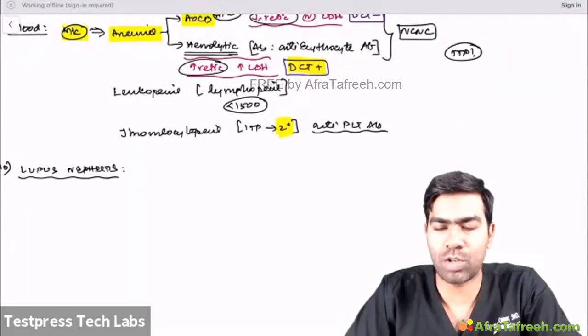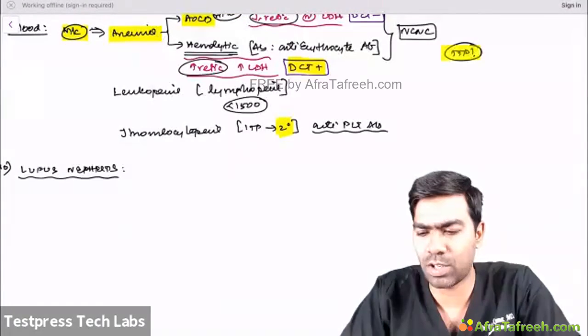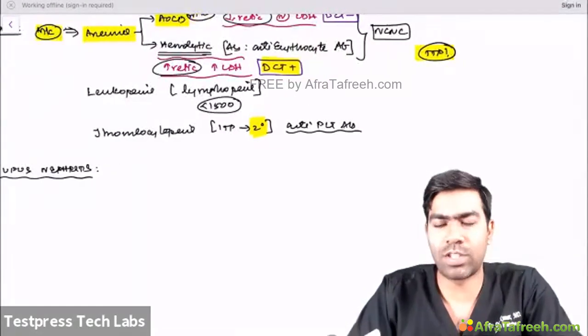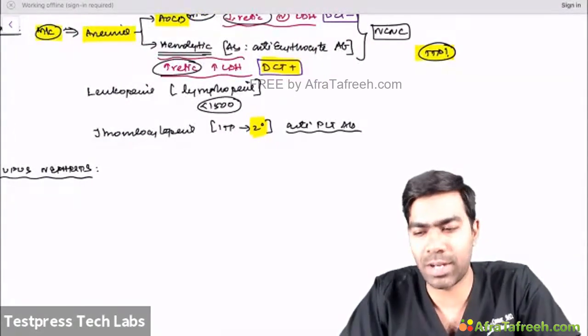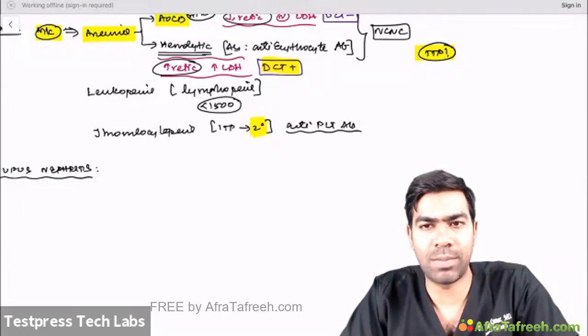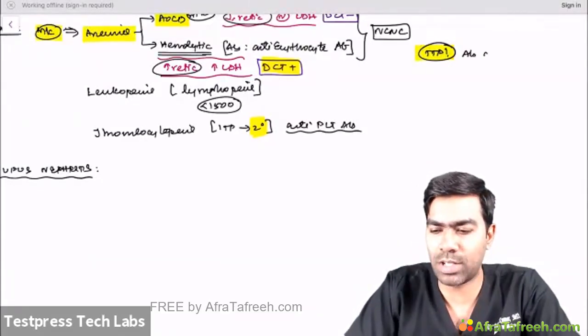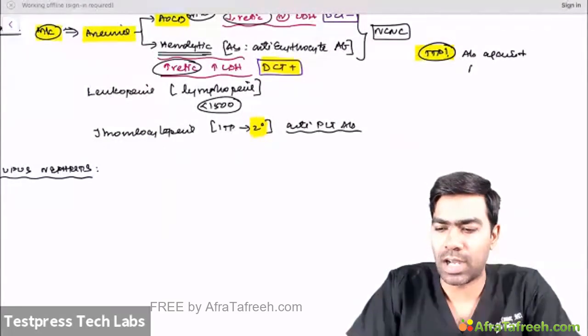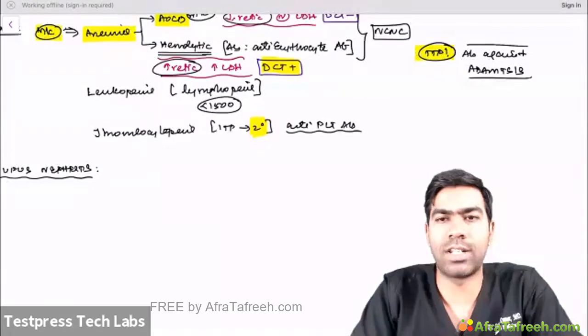I didn't talk about that. It could be considered as a blood manifestation, or a neurological manifestation, or a renal manifestation. Nevertheless, patients with SLE can develop TTP also. That is due to antibodies against ADAMTS13. They also generate these ADAMTS13 antibodies.